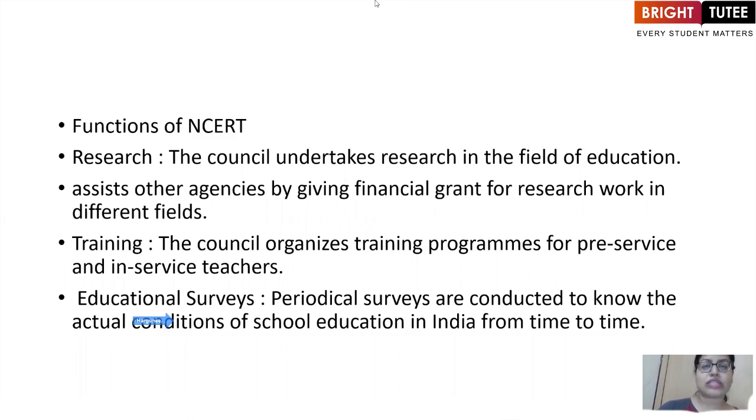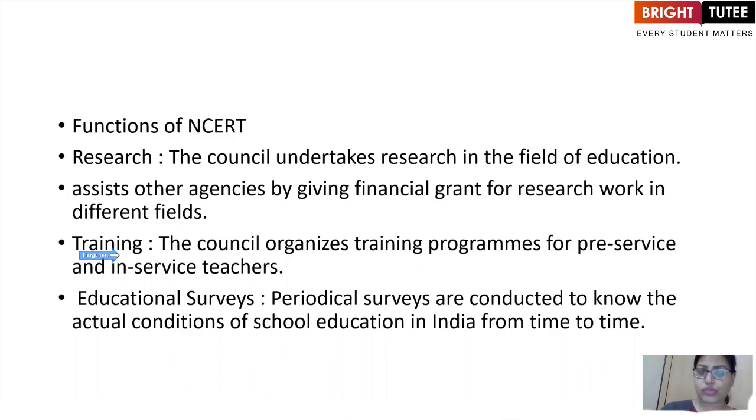So let's have a look at the different functions of NCERT, that is the guiding agency of education. First of all, research. So this particular council undertakes research in the field of education. It promotes and encourages researchers in the field of education. It assists other agencies by giving financial grants to them, so that they can conduct research work in different fields. So in different spheres, be it in bioinformatics, be it in IT, be it in science, as in medicine or physics, chemistry, etc. So it promotes research.